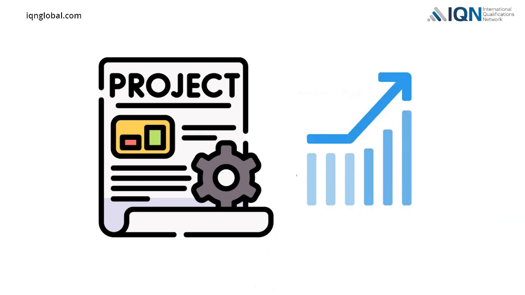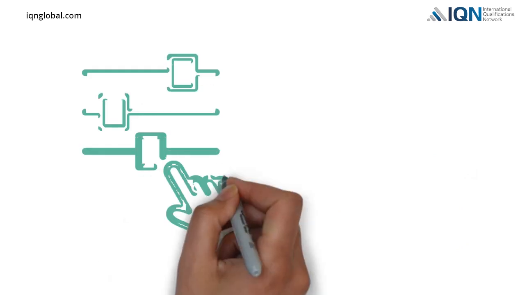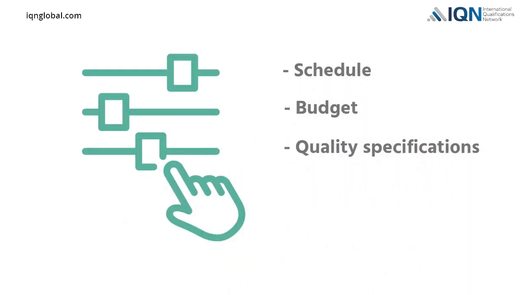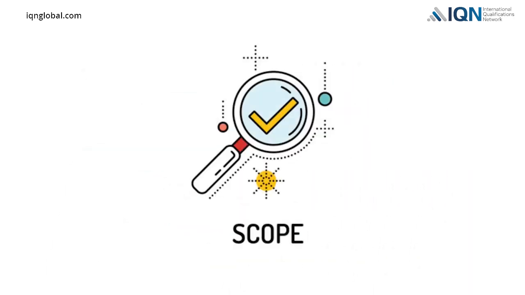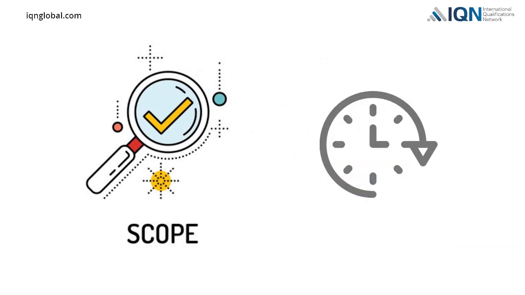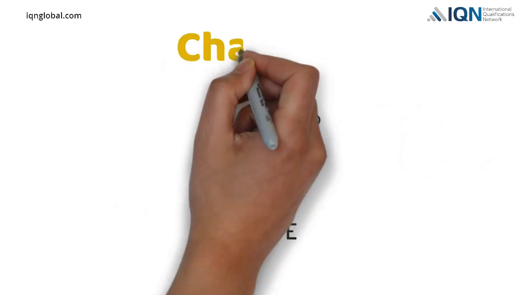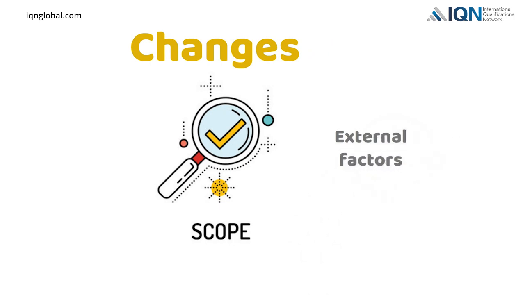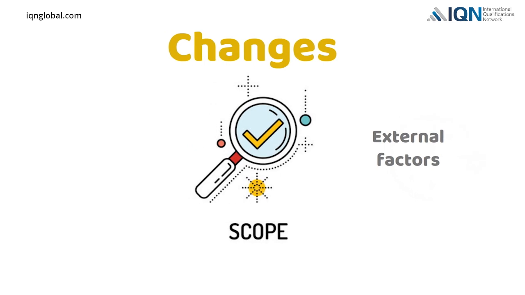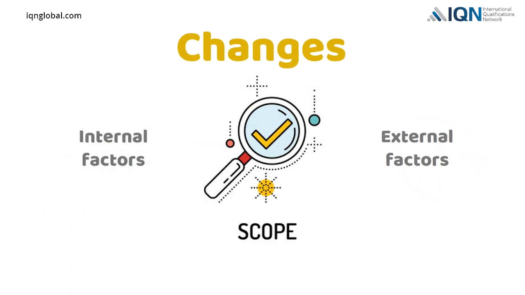Projects rarely progress exactly as it was defined in the project plan. In most cases, project managers will need to adjust the schedule, budget, and quality specifications. Scope of any project may change over time. Sometimes changes can be brought by factors outside the project team's control. In other cases, changes may be caused by internal factors.